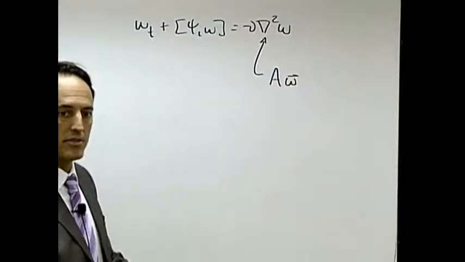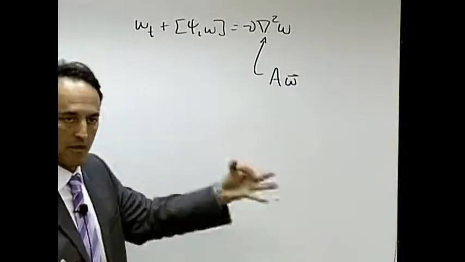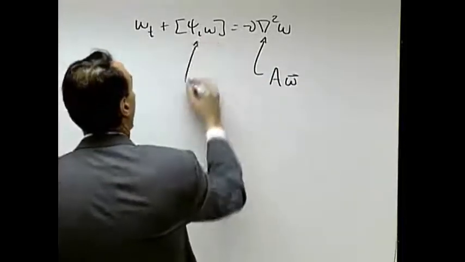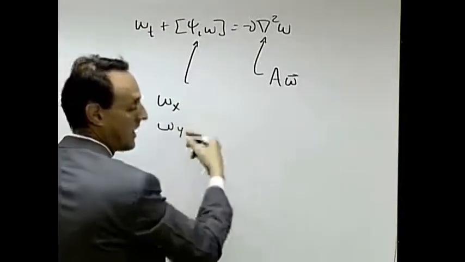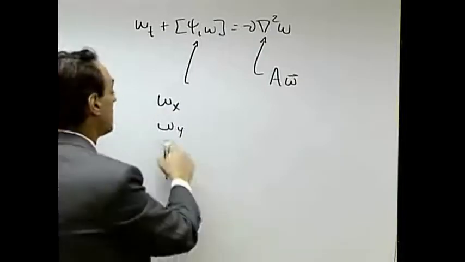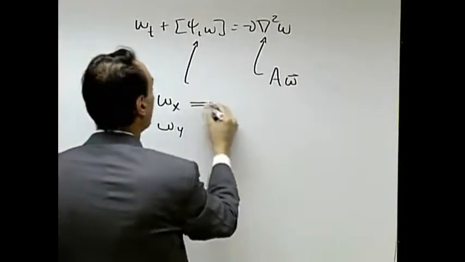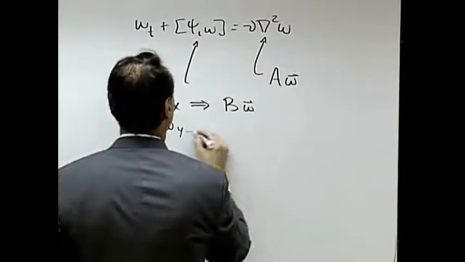Matrix A does 2 derivatives in x, 2 derivatives in y. All I got to do is take any vector, multiply that matrix. I've got what I need. Here, I'm going to have things like omega x, omega y, psi x, psi y. Here, I'm taking just the derivative in x. Here, I'm taking just the derivative in y. And this is going to be equivalent to some operation like this.